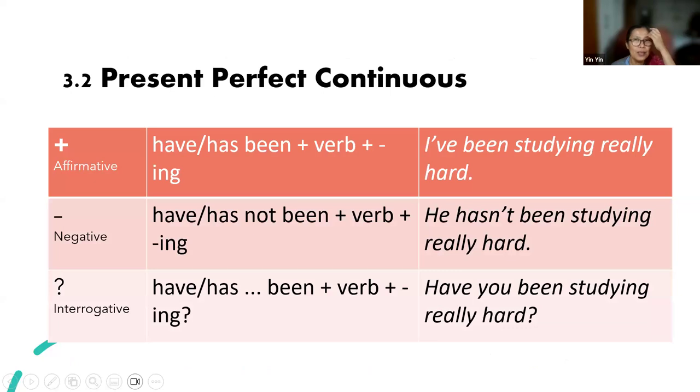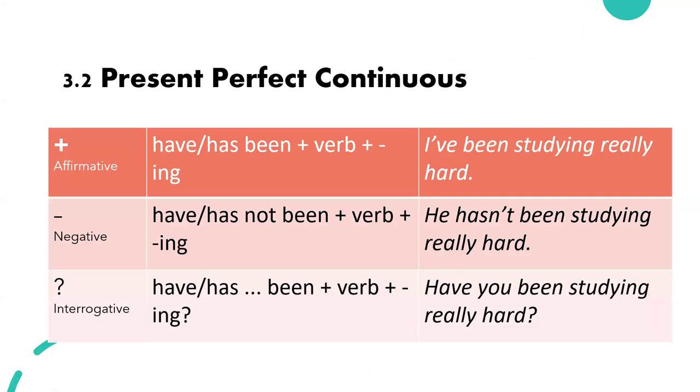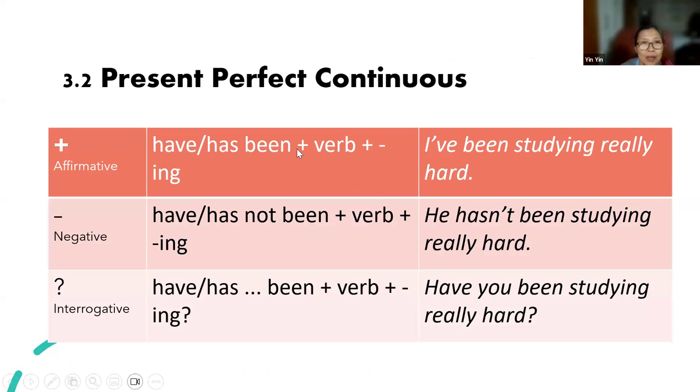Present perfect continuous. Then we show one continuous. Conjugation time: has or have, been, the verb three. The verb three is B-E-E-N, be, then verb ING.